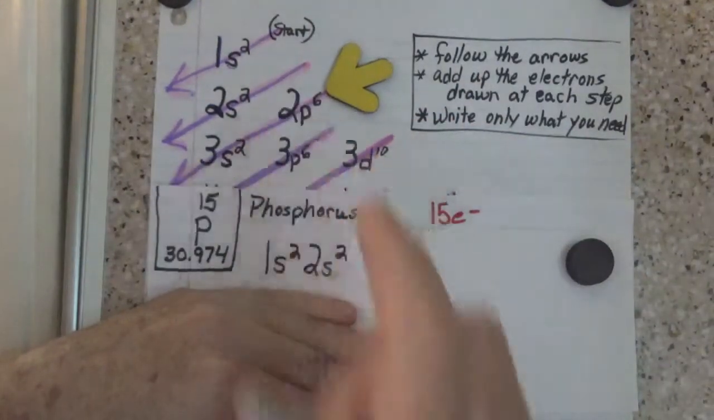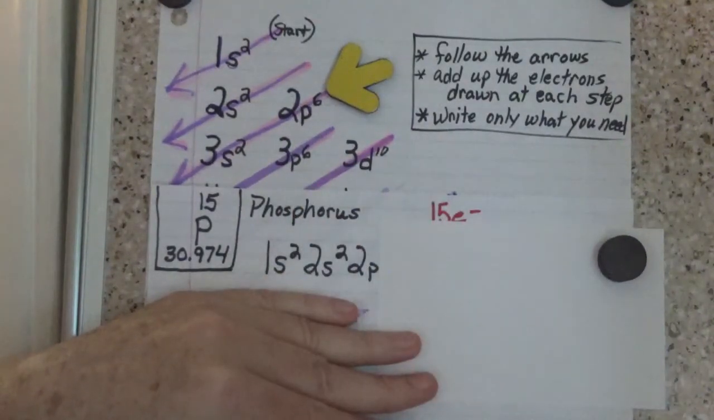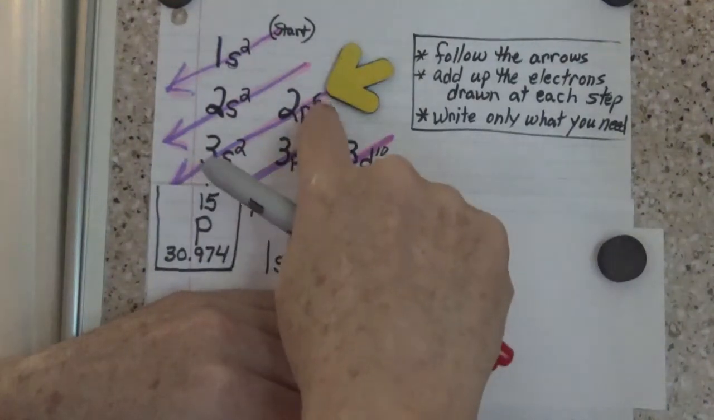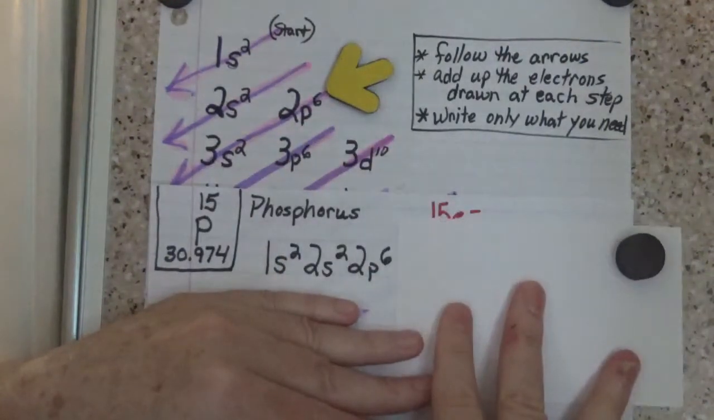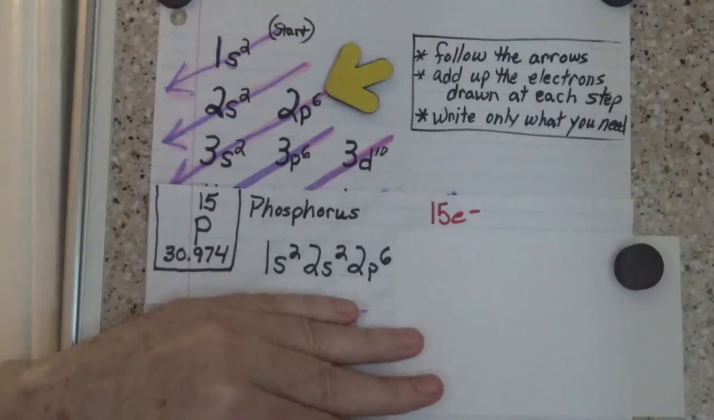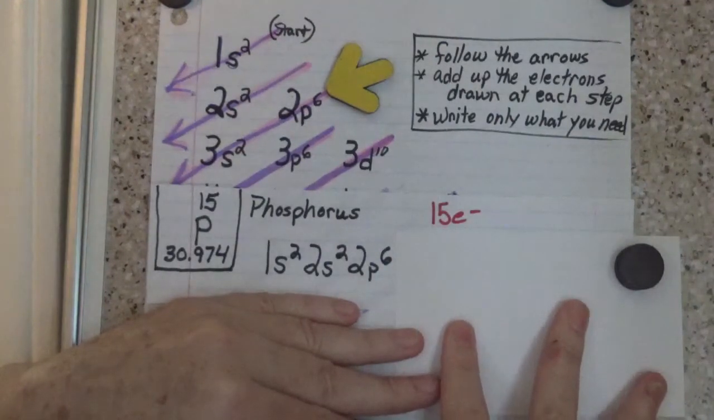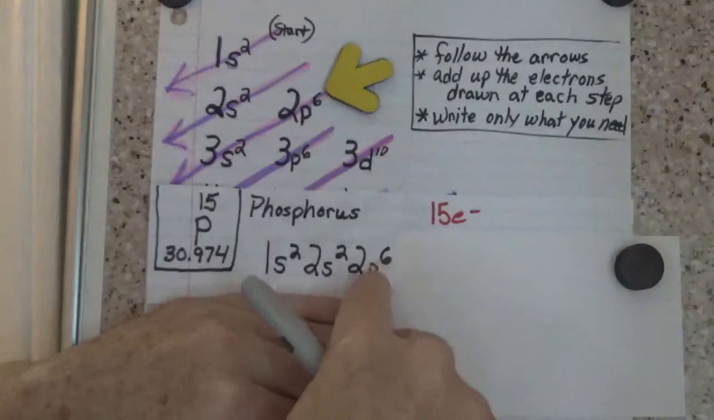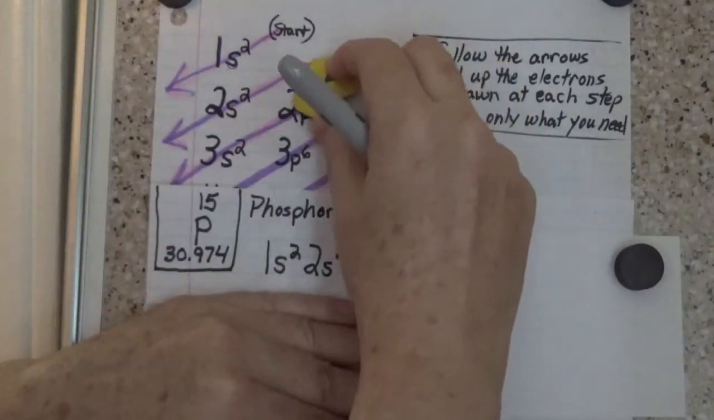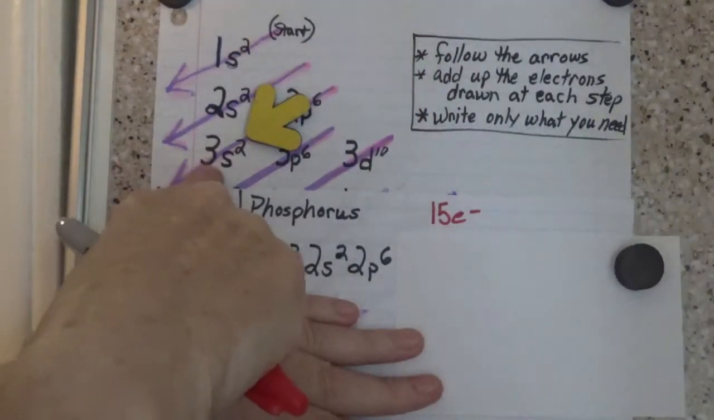So 2p comes next. I write 2p, and then I have to decide how many I want. 2 plus 2 is 4. Now, this has 6. If I add 6, that gives me 10. And once again, 10 is not enough. We want 15. So I'm going to need 5 more. I'm just going to put all 6, and I still need 5 more. Follow the arrow. Notice this time we have farther to travel down the arrow.